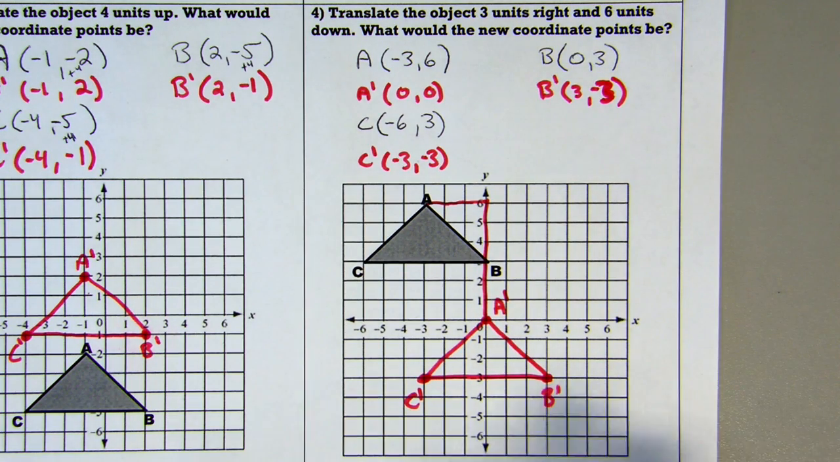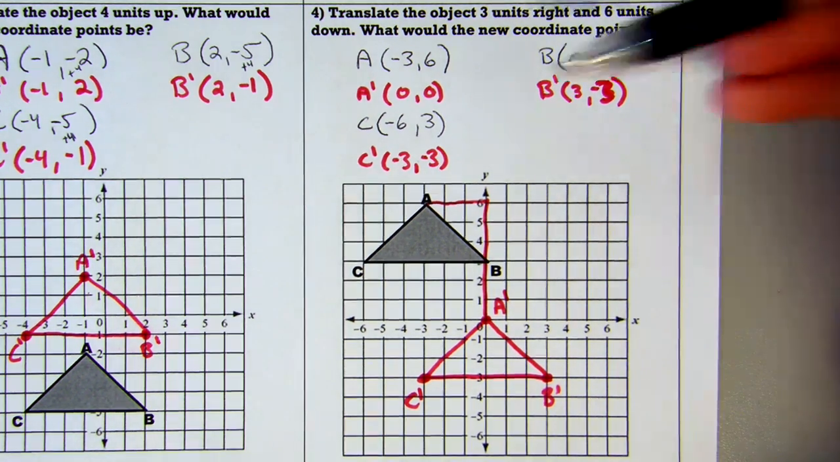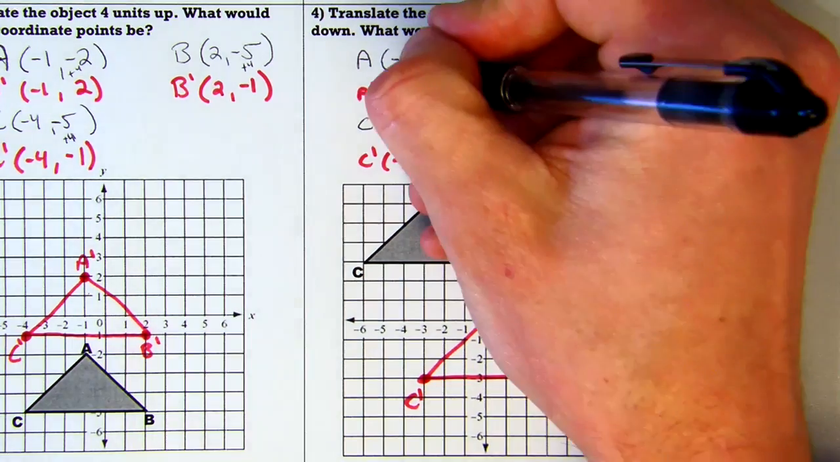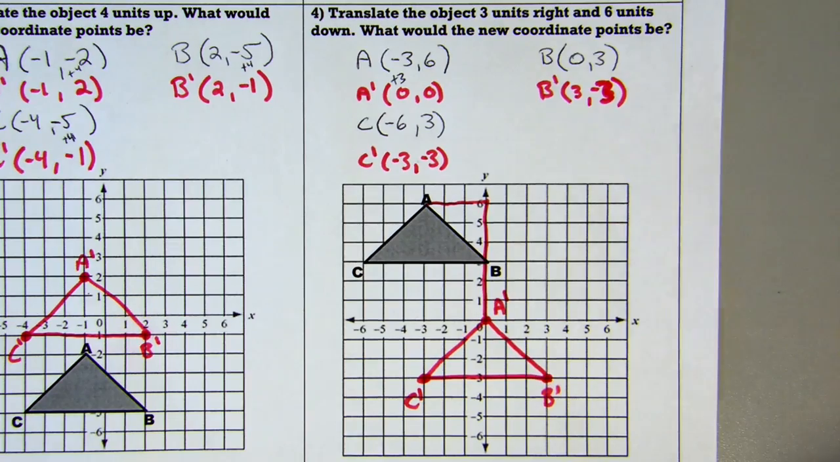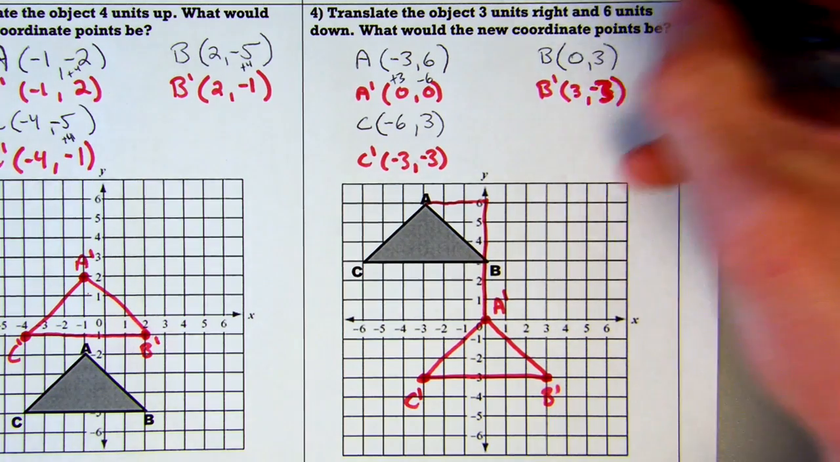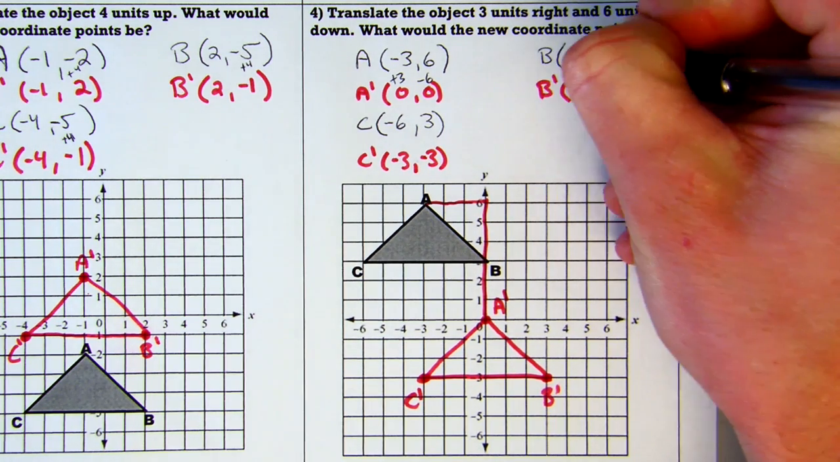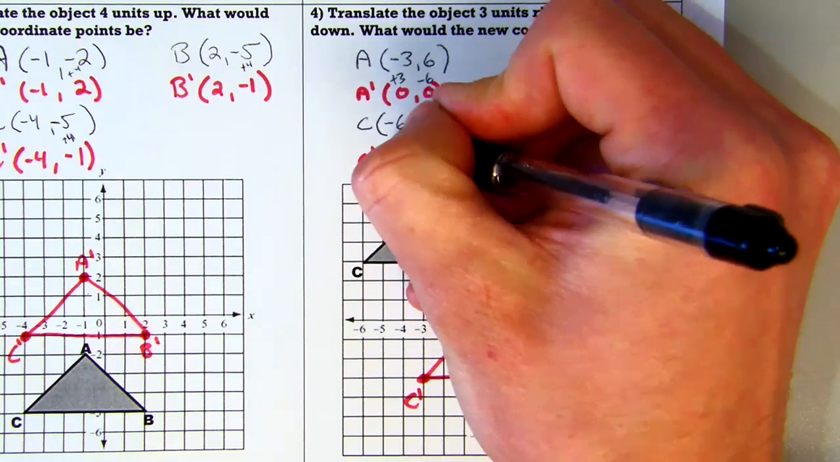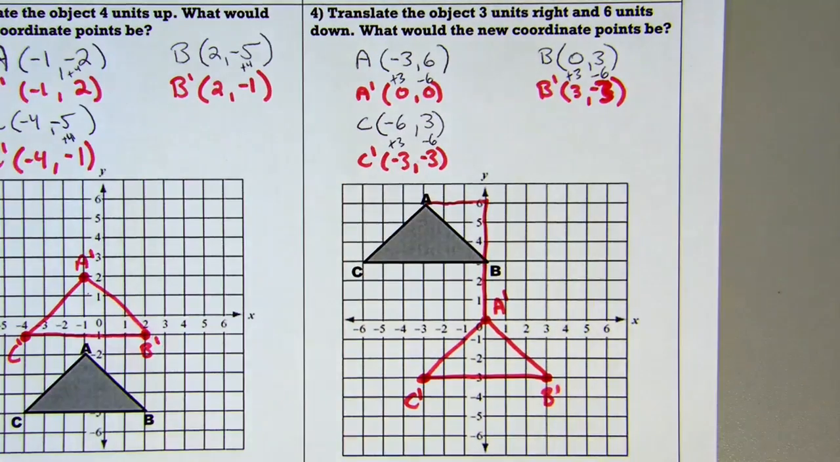Okay. Once we plug it in, our new coordinates should be A prime is 0, 0. That's 3 units to the right, so plus 3, and then 6 units down, so minus 6, and so yes, it does work out. For B prime, we should have gotten a 3, negative 3. Again, that's plus 3, minus 6, that works. And then for C prime, negative 3, negative 3, we have a plus 3 and a minus 6 as well.